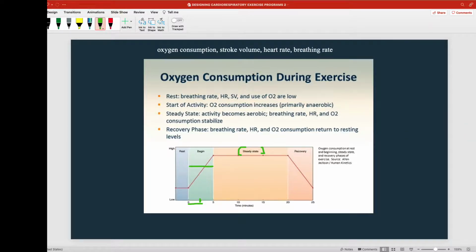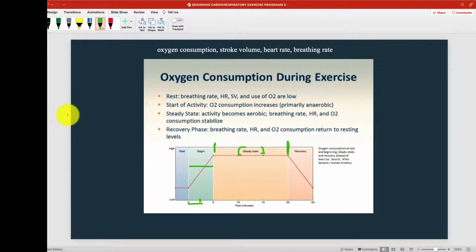And then from about 5 to 20 minutes during your aerobic activity, right? You see this steady state here, you reach something called steady state. And here the activity becomes truly aerobic. Your breathing rate, your heart rate, your oxygen consumption, all these things stabilize across this period. Okay, this is where we are truly in an aerobic capacity.